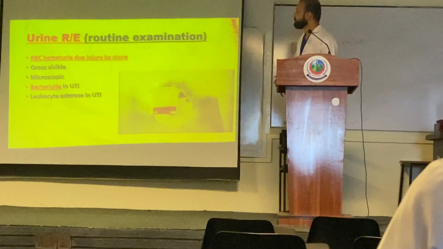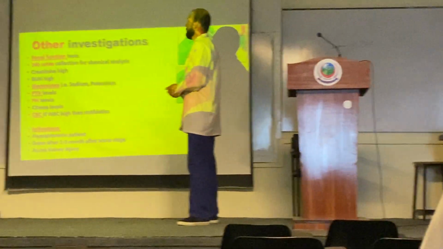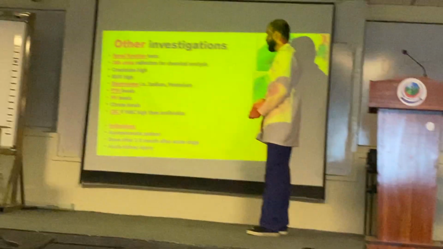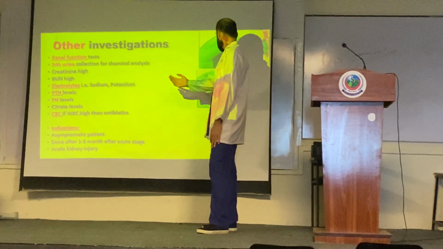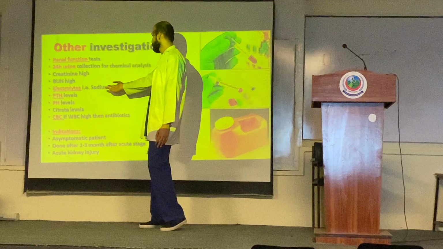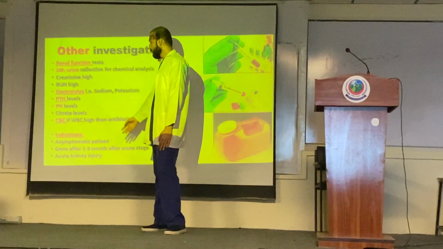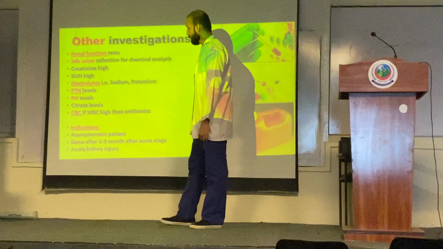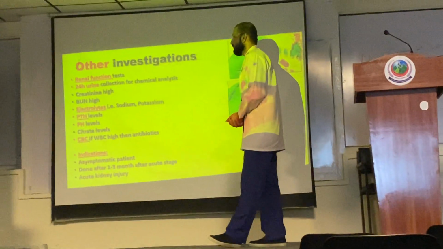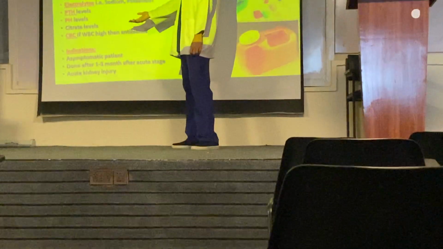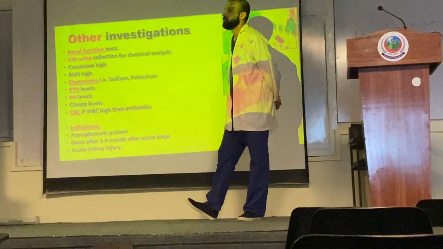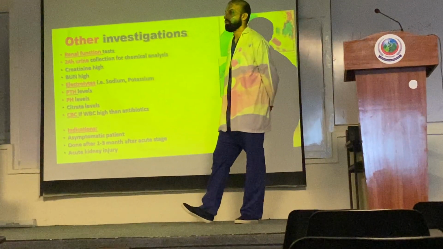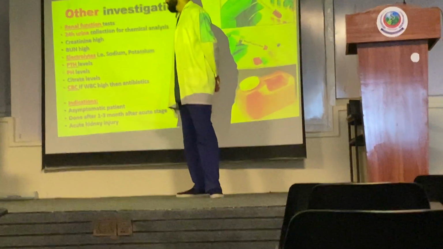Next. We can do some other investigations to rule out the cause of these stones, like renal function tests and the 24-hour urine collection, and we may see the creatinine and blood urea nitrogen will be high. We can check electrolyte imbalance, like we have discussed the sodium level and potassium level, and then we can check the pH level. Power of hydrogen is the pH, the hydrogen concentration. And we can also check the citrate levels.